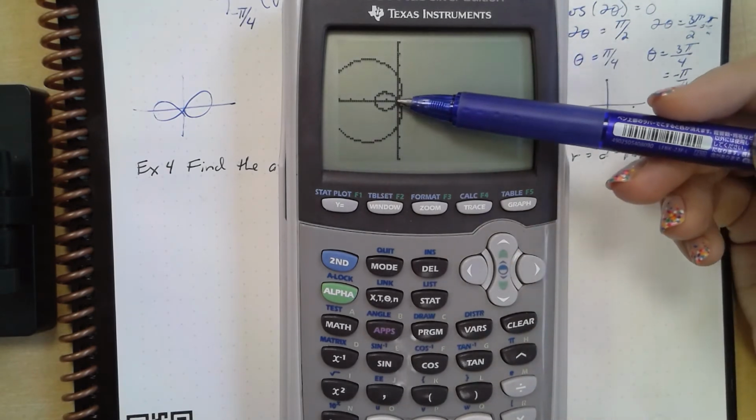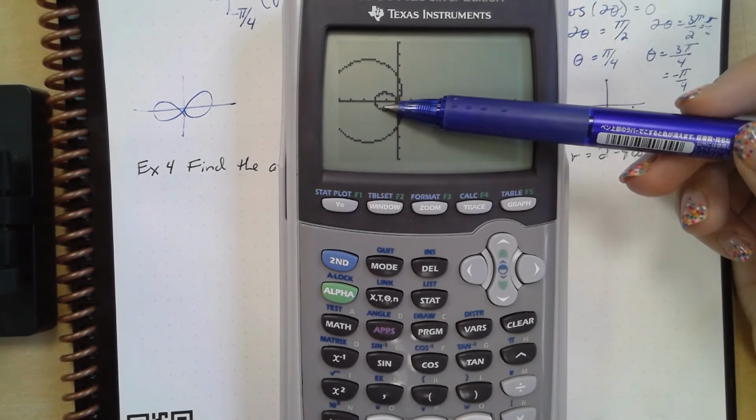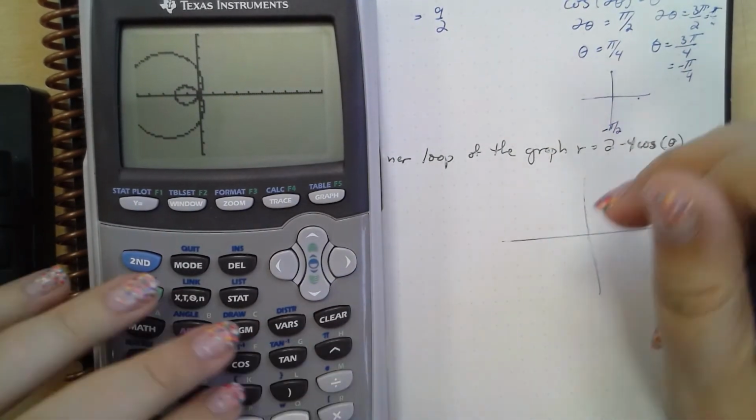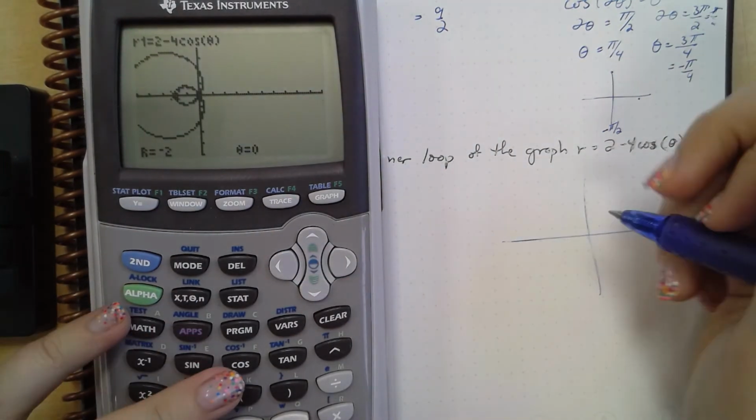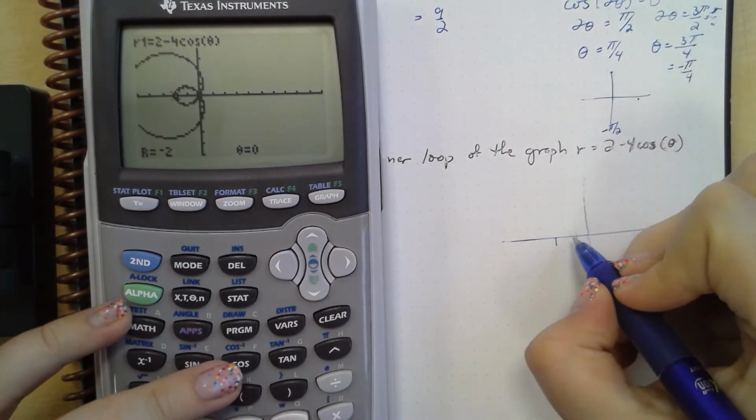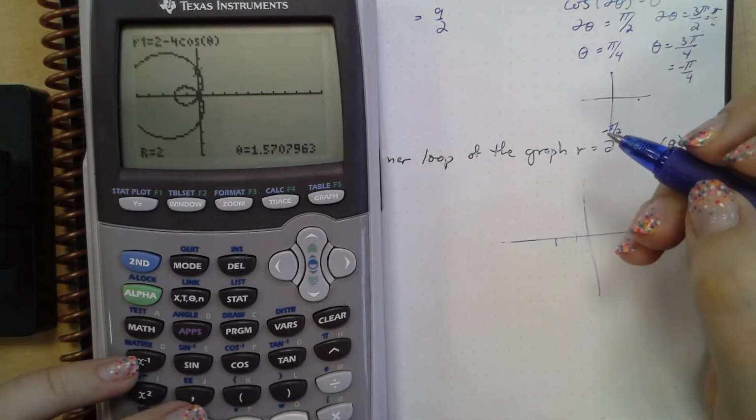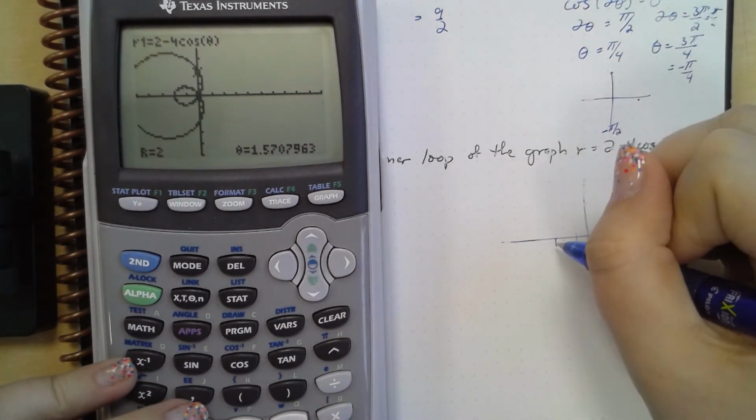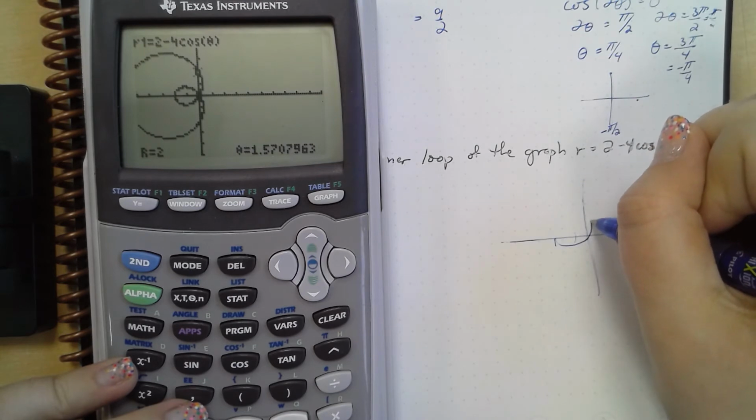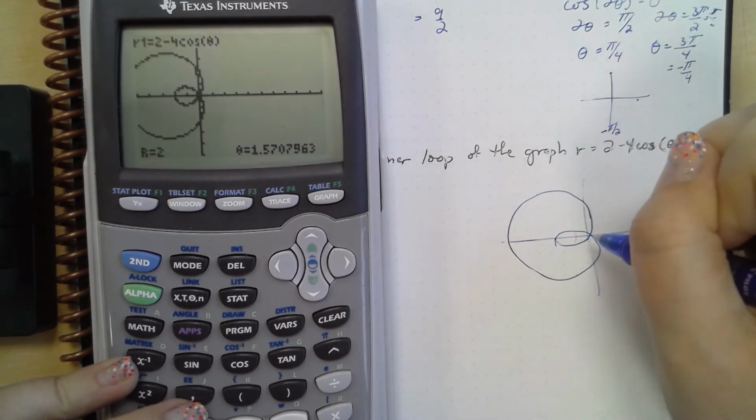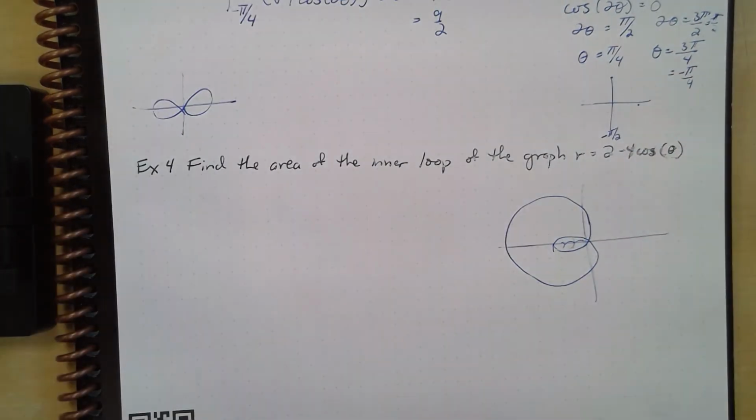Okay, I've got a cardioid here, but I want to find the area of that inner loop, right? So I'm going to draw that, and I do some tracing here. I'm at -2 is my inner loop, pi over 2. Anyway, so I'm going to have something kind of like this. Oh, I'm so bad at drawing them.